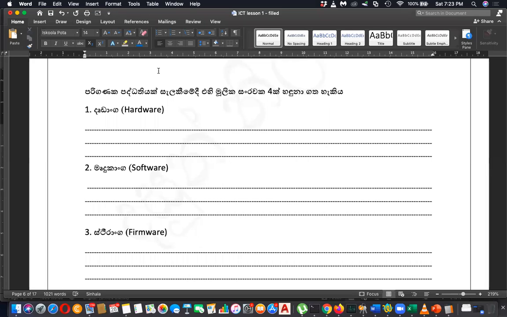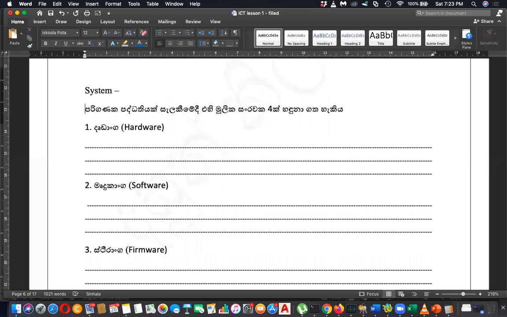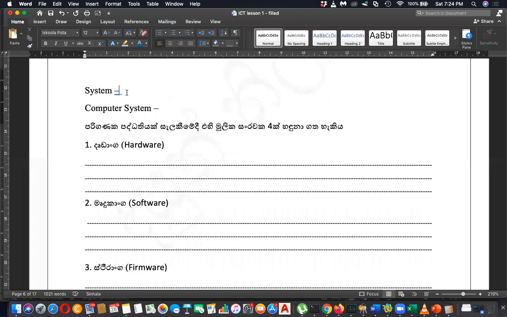In the next topic, we have to study computer system. First of all, let me know what is system. And what is computer system? Can anyone give me an example for system? Sachini, what is system? System full of information. It's full of information, but okay.